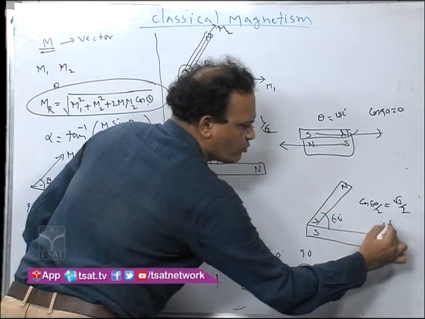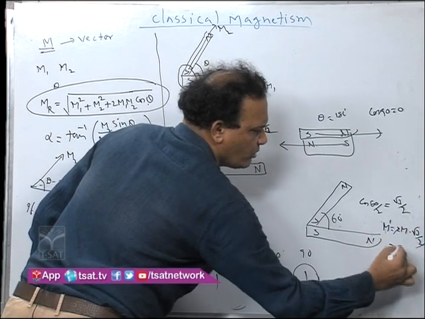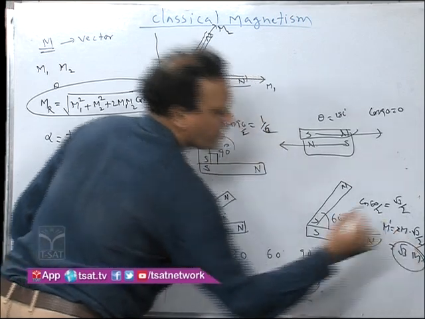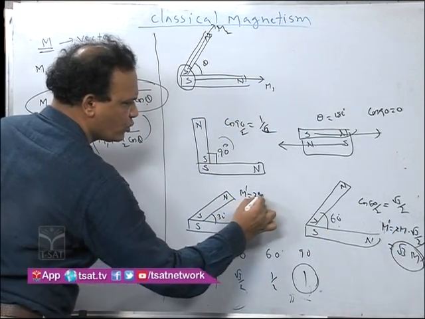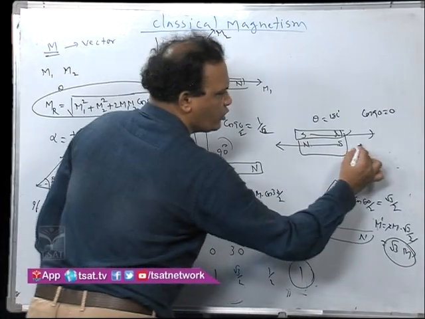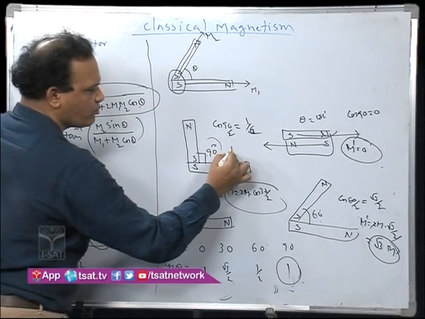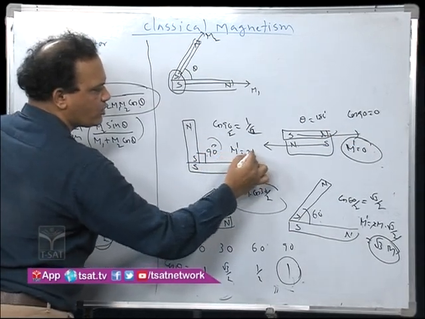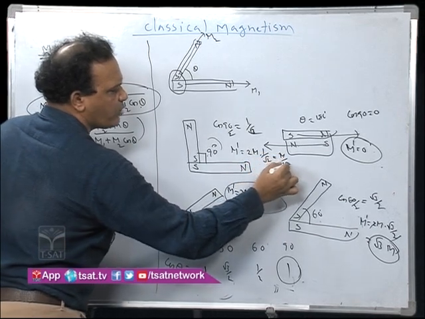So its new magnetic moment is equal to 2m into root 3 by 2. So new magnetic moment is equal to root 3 times m. Here, new magnetic moment m dash is equal to 2m into cos 30 by 2. Here its new magnetic moment is equal to 0. Here it is 2m into cos 90 by 2, 1 by root 2. So therefore m by root 2.